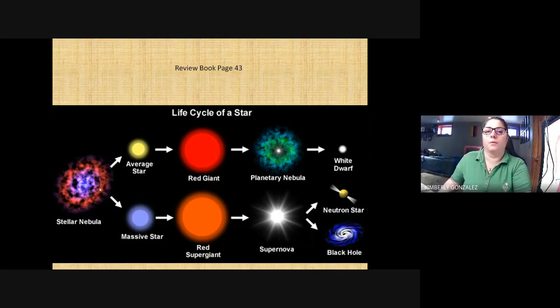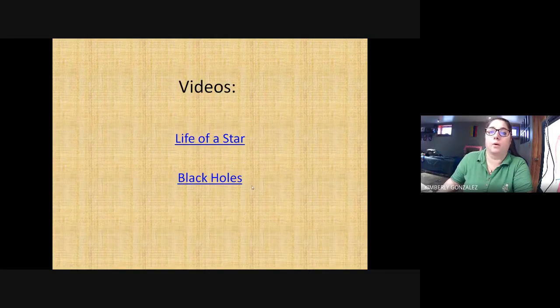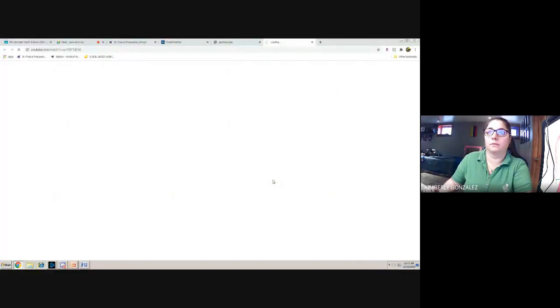If you come out of the nebula and you are a massive, very large star, you're going to eventually become a red supergiant. So notice how they do both cool down. You have this supernova event, and it either turns into a neutron star or a black hole. Every year, kids ask me about black holes, so here's a video on it.